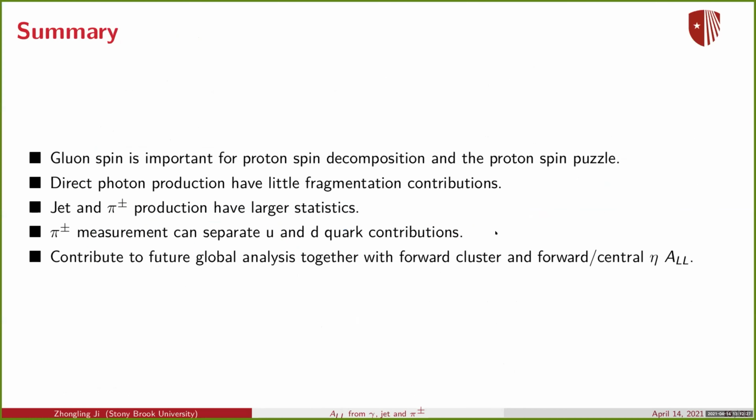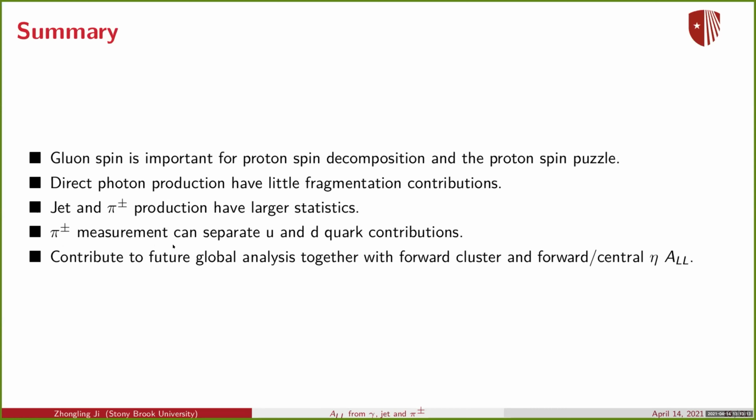And this goes to the summary. The gluon spin is important for us to understand the proton spin composition, and also to understand the proton spin puzzle. Direct photons' advantage is free of fragmentation contributions, but limited by statistics. And jet and charged pion, due to their leading order process being a pure QCD process, have larger statistics, but they have a systematic uncertainty from unfolding or hadron fragmentation function.